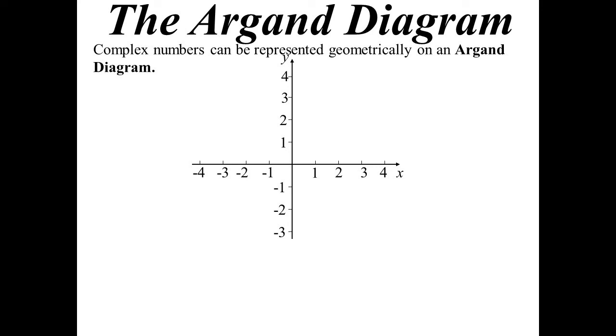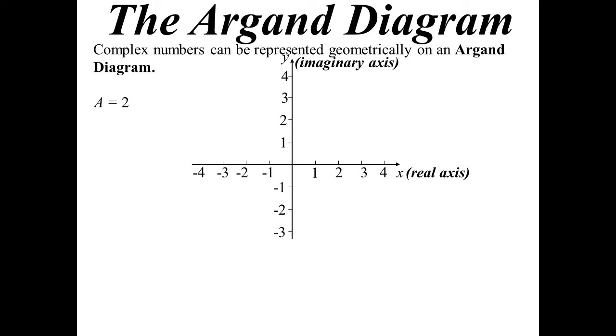X-axis and Y-axis, although technically when we're talking about an Argand diagram, the X-axis becomes the real axis and the Y-axis becomes the imaginary axis. But don't panic too much. If you label them X and Y, everyone knows what you're talking about, so it's not a big deal.